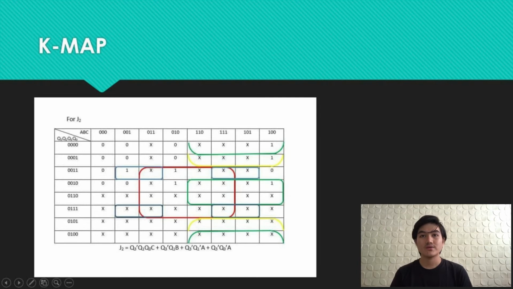Carry on to the next one, the equation for J2. There are 4 different colors of loops, which means there are 4 terms in the equation. For the blue loop, the equation is Q3 bar, Q1, Q0 and C. For the red one, the equation will be Q3 bar, Q1, B. For the yellow, the equation will be Q3 bar, Q1 bar, A. And lastly for the green, the equation we will get is Q3 bar, Q0 bar and A. Therefore, we combine all the equations to become the equation for J2.